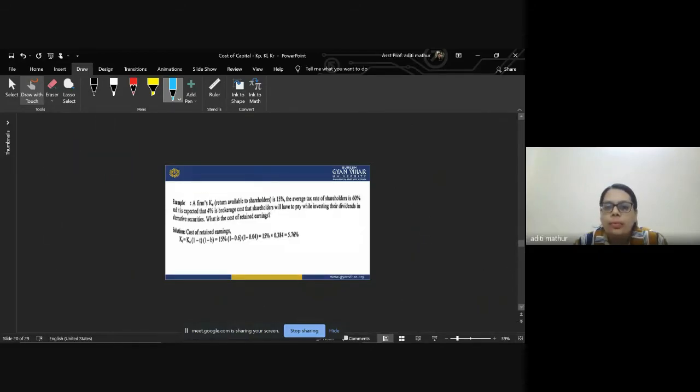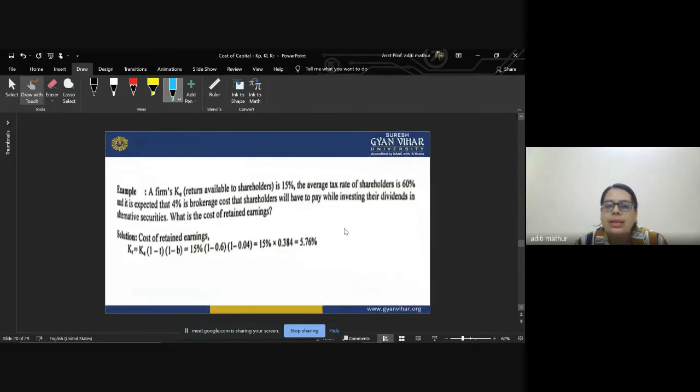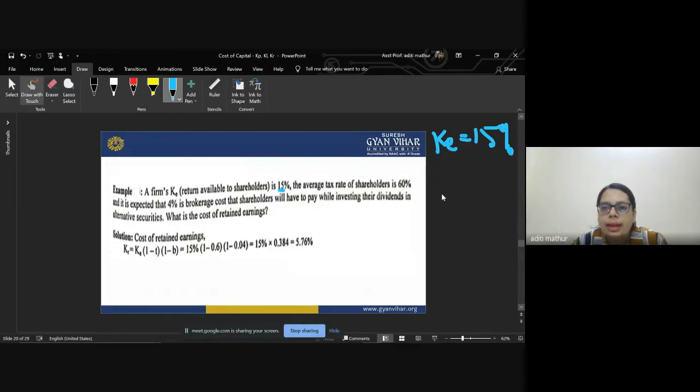Now let us do one more question and then wind up with our lecture. So let's read the question. The question is, a firm's KE is equal to 15%. Let us write what figures are given to us. KE is given to us, that is 15%. The average tax rate of shareholders is 60, that means T is 60%. And it is expected that 4% brokerage, that means B is 4%. Calculate your cost of retained earnings.